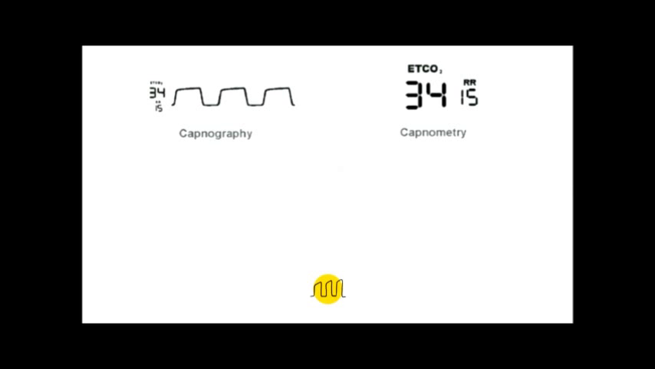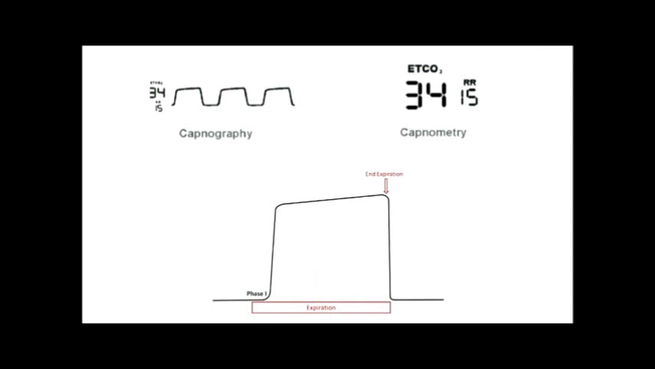We're going to be specifically focusing more on the quantitative types, where you actually get a number. And if there is a number and a wave, we refer to that as capnography. And if we have just the number itself, we refer to that as capnometry. But we're just going to be using these words interchangeably here. And looking at the wave itself, it's broken into four main parts.